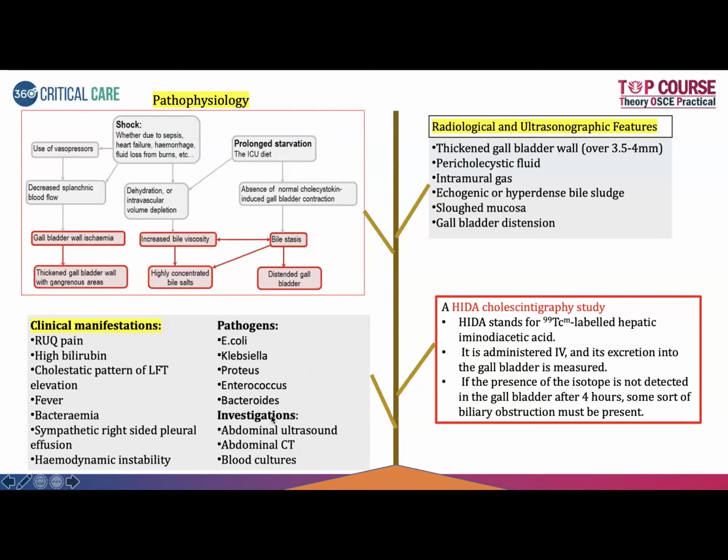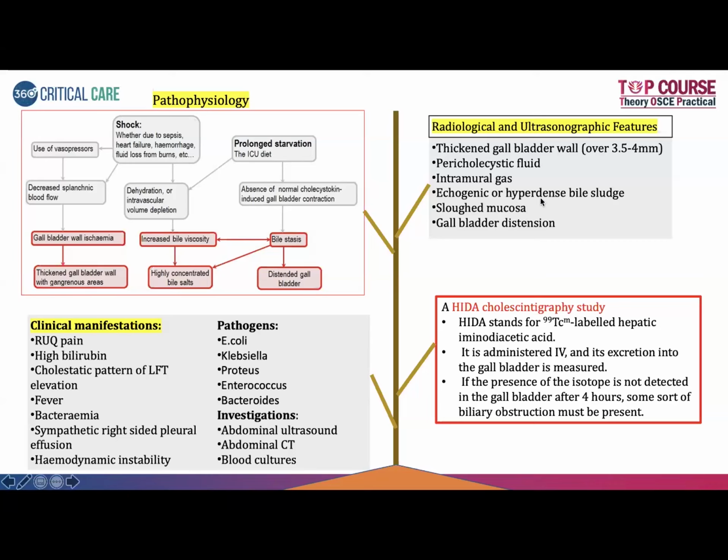So investigations: abdominal ultrasound is the usual modality that we do at the bedside, and if not, abdominal CT. Okay, always send blood cultures. So radiological features: there will be gallbladder distension, wall thickening more than 4 millimeters, pericholecystic fluid, and intramural gas can also be appreciated. The three main features would be gallbladder distension, wall thickening, and pericholecystic fluid. Okay, intramural gas can be appreciated if there are gangrenous or necrotic features.